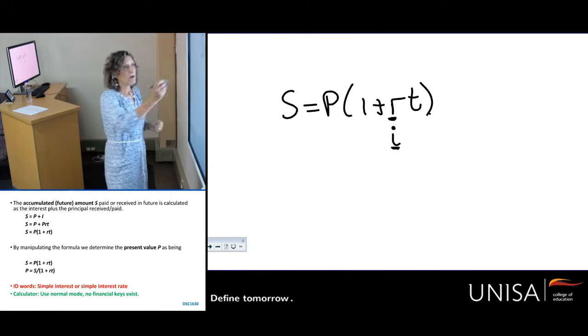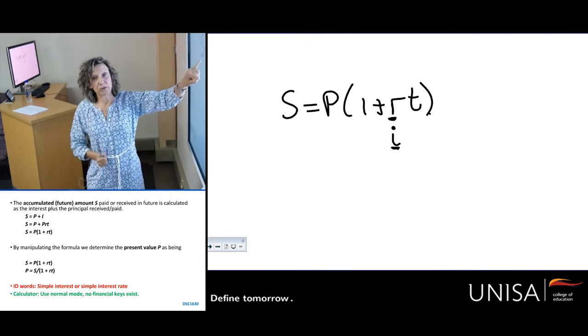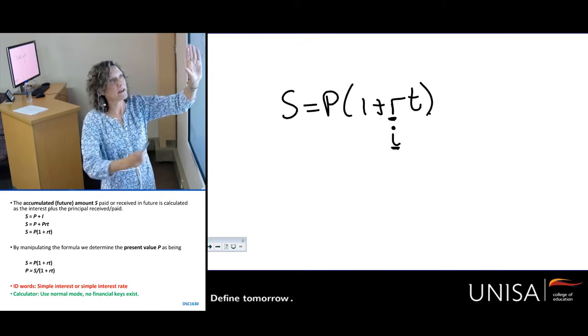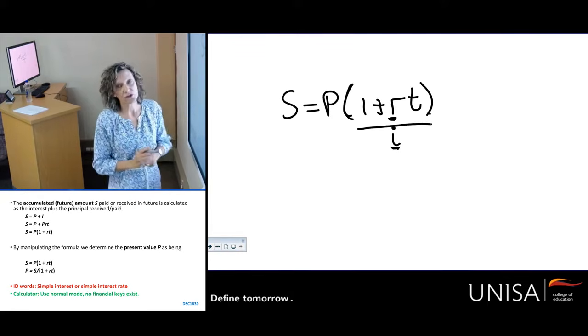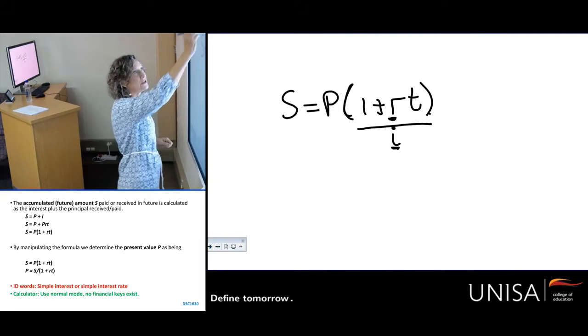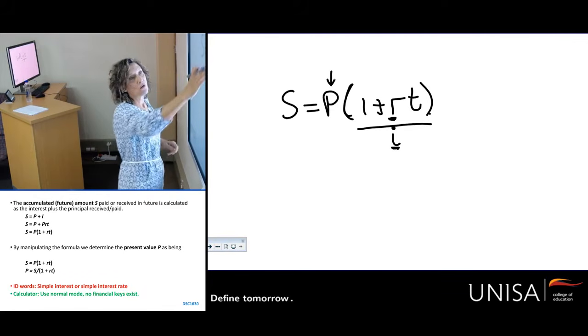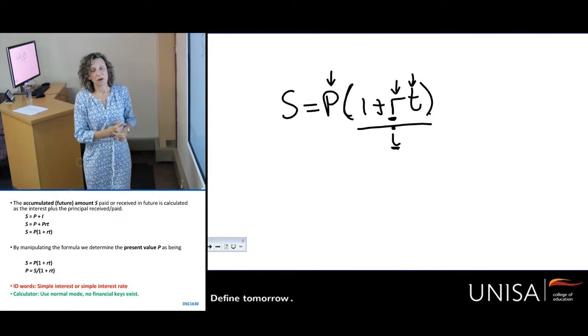Now, very easily, if we want a future value, we take the present value and we multiply it by 1 plus RT. That part we call the interest component. Now, what if I need to calculate P or R, for instance, or T? What do I do with my formula?